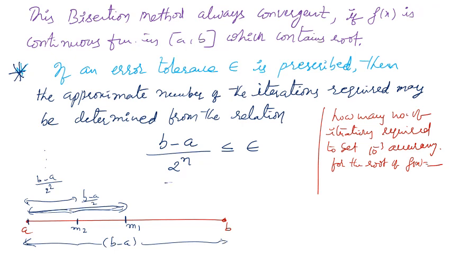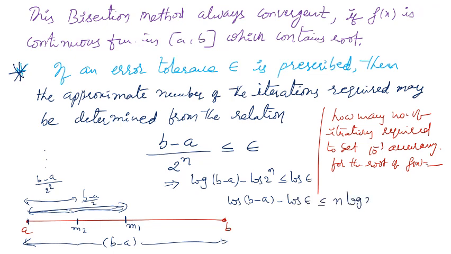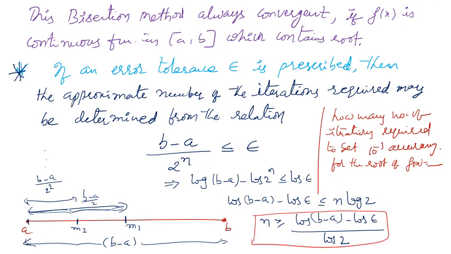or equal to epsilon. From this, taking logarithm on both sides, log of b minus a minus log 2 power n less than or equal to log epsilon. Then log b minus a minus log epsilon less than or equal to n log 2, correct? So n is greater than or equal to log b minus a minus log epsilon, whole by log 2. This is the number of iterations n to get epsilon accuracy. Okay, this is the bisection method. Remember this.